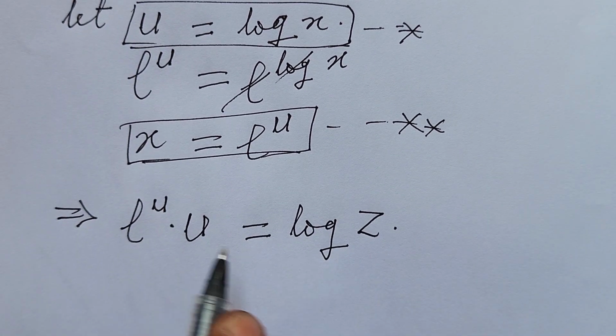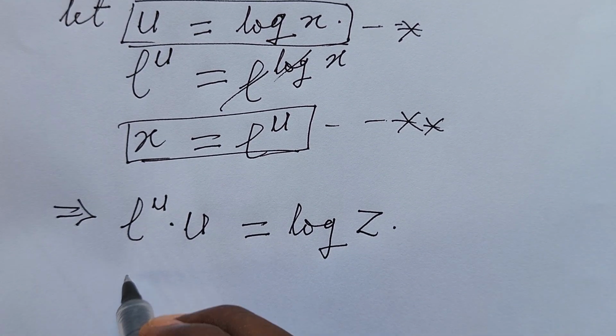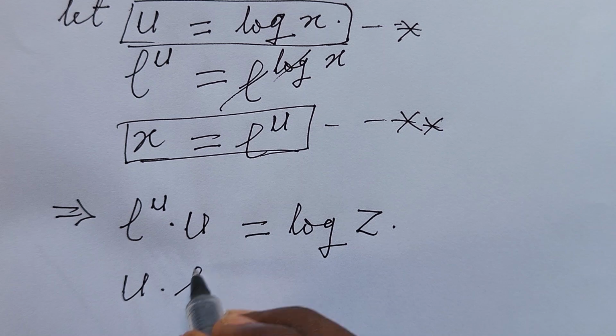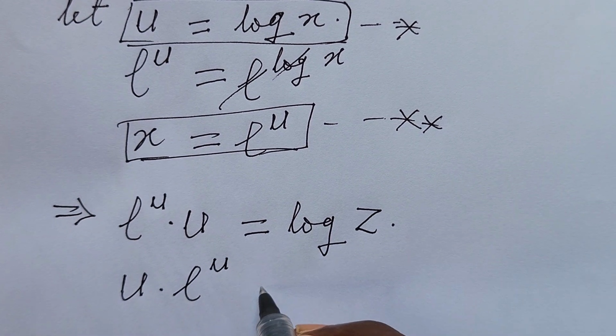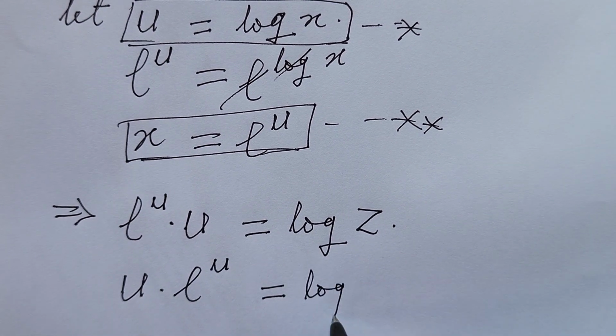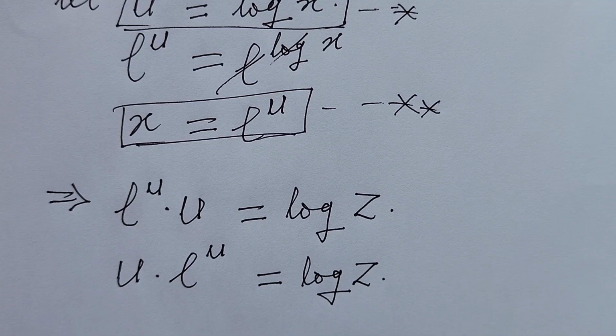Now we can rewrite this expression on the left hand side to give us u times e to the power of u. This is equal to log z. Now, if you check this expression we have here now, something comes to mind, and that is what we call the product log or the Lambert W function. We know that. Now, what does that function say, or that product log?